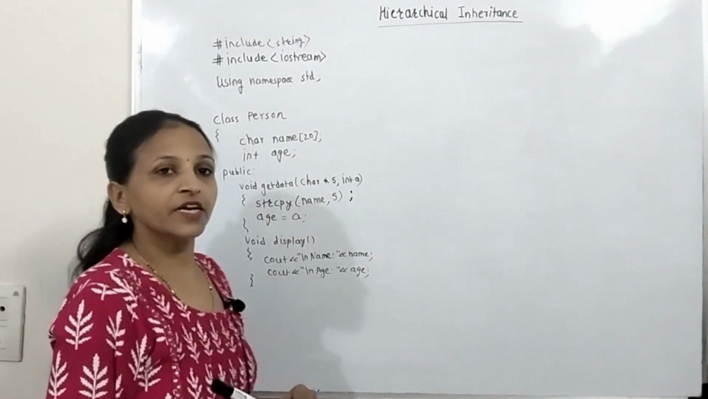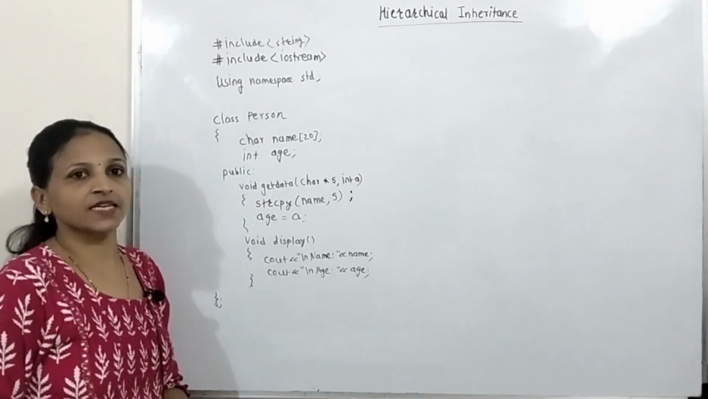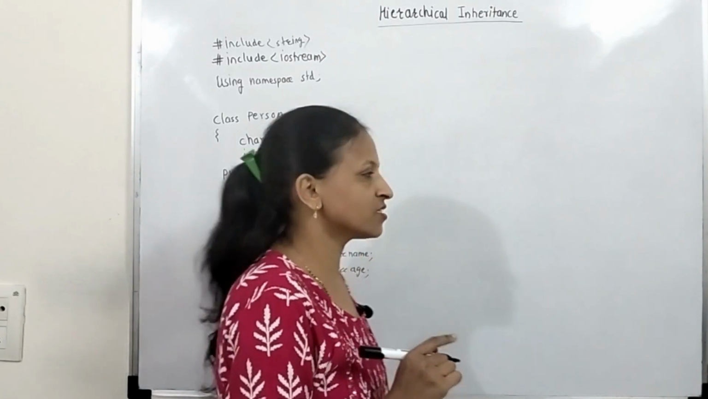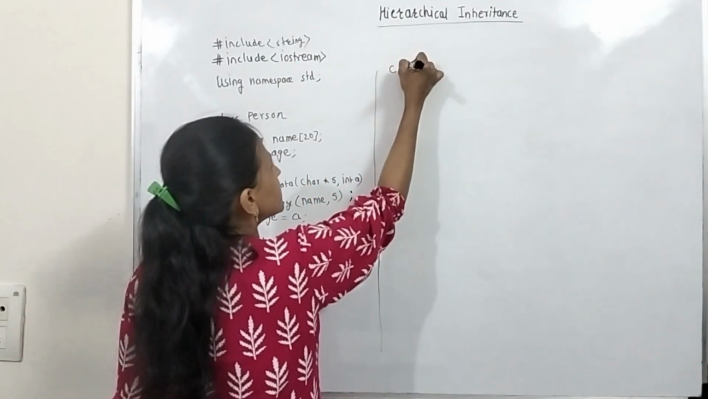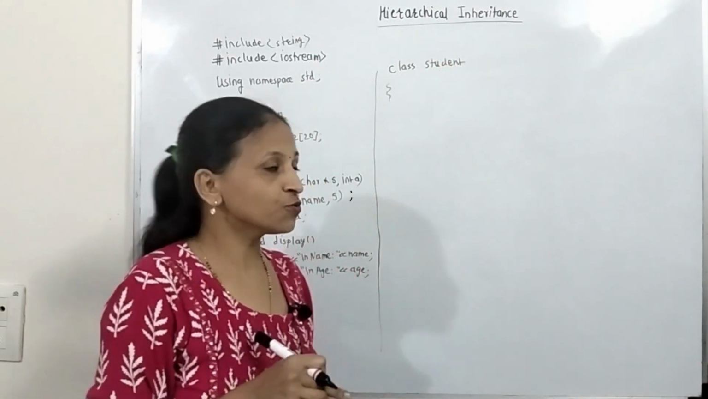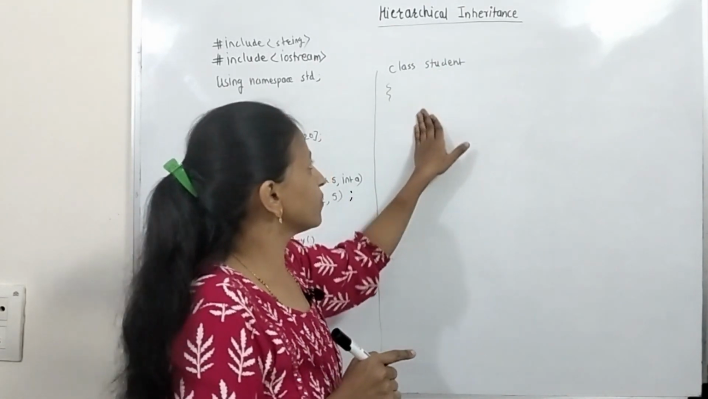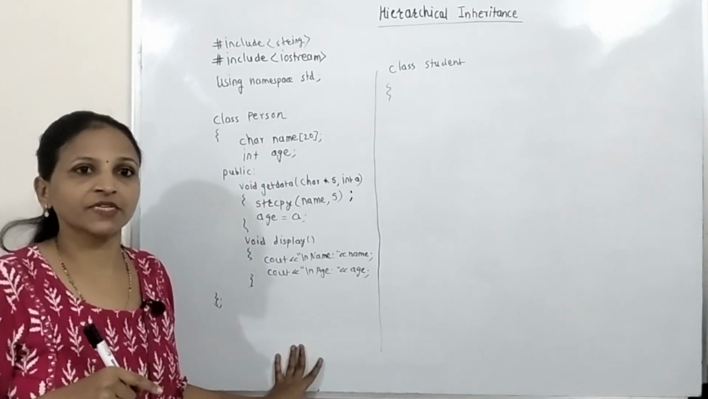Now we have to create two classes by using this person class as a base class. The first one is student class, and then second one is employee class. One by one we will create two classes. See, first class student, and here whatever student related data members or attributes, those only we have to write. Person specific attributes we have already written inside this person class.